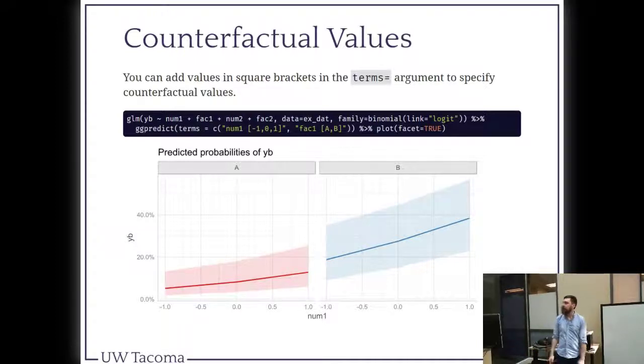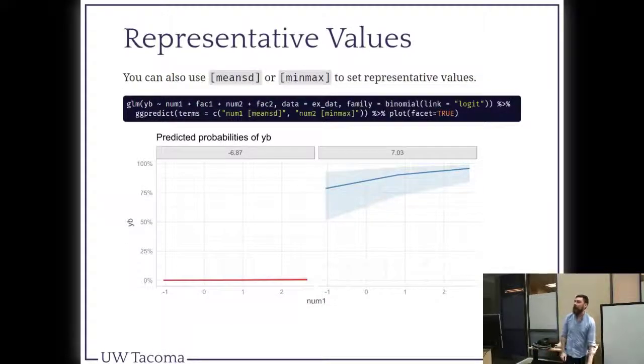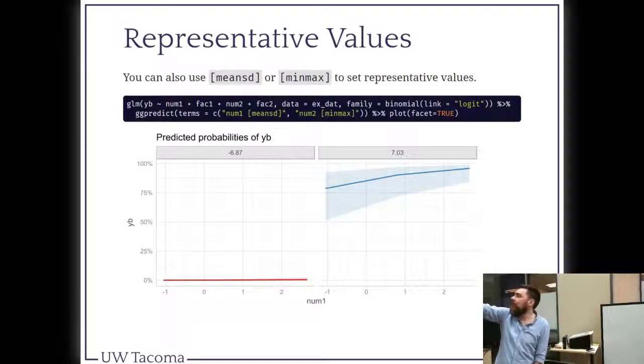Okay? I could, however, say I want it to use automatically calculated values for my counterfactuals. I could say what I want is the mean plus minus one standard deviation, or I want to go from the minimum to the maximum with the median value in the middle. Instead, here I say numeric 1 mean SD. What this is doing here is running from the mean of numeric 1 minus 1 SD to plus 1 SD.